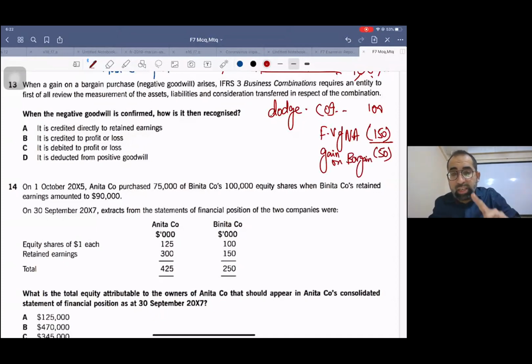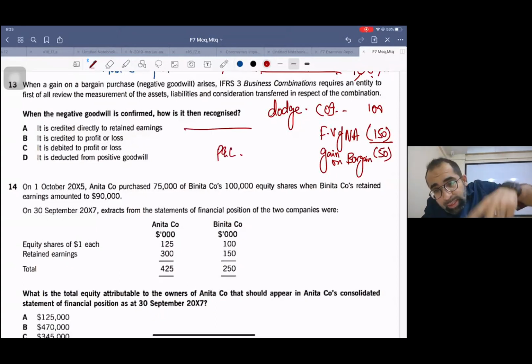Listen, this gain on bargain purchase is the income of P company. You can write income, and we simply book it in P&L. And yes, through P&L it goes to retained earnings. So it is credited to P&L, profit and loss. This answer is wrong. It is credited directly to retained earnings.